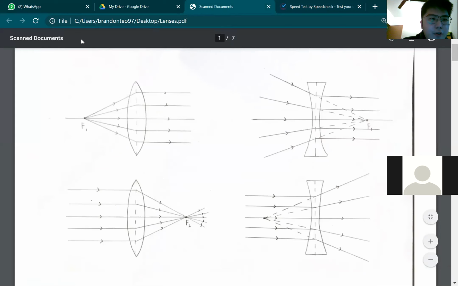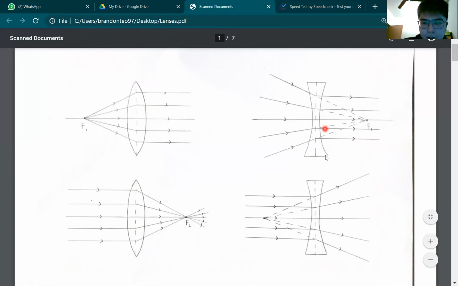Okay, here I have four diagrams. Now, the left side is convex. These two are convex lenses. This is the concave lens. Now, first thing, look at the first diagram, top left corner.